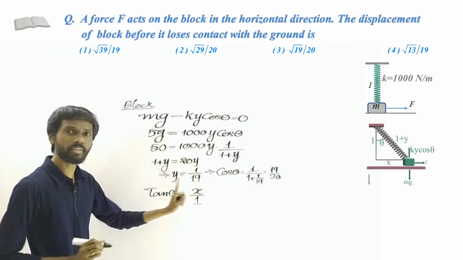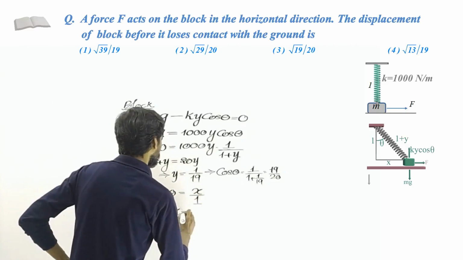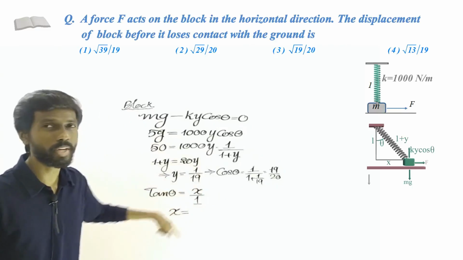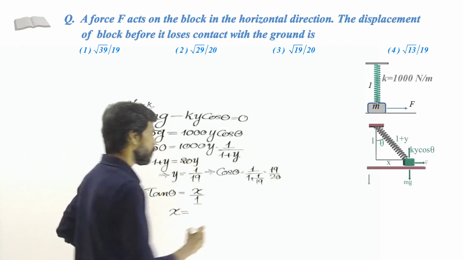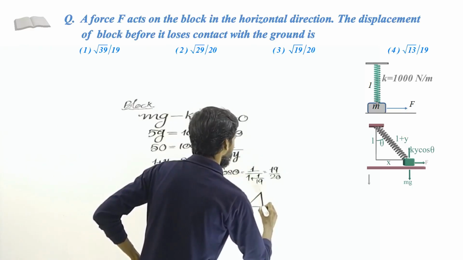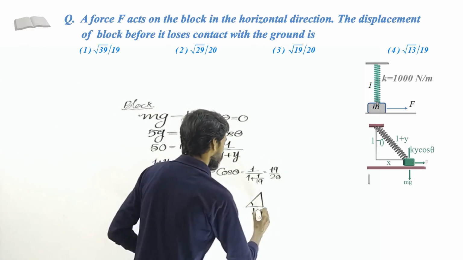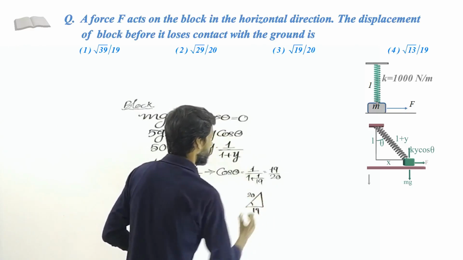So what we want is the value of x. So x equals tan theta. But what is the value of tan theta? We know only cos theta, right? From that we can find tan theta and write this value here. Just like a right angle triangle, what is cos theta? That is the base or the adjacent side, 19, over the hypotenuse, that is 20.